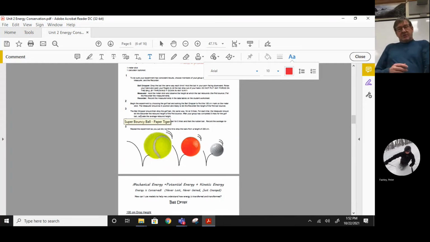Slow-mo is really good. You can go forward and backwards. I highly recommend that. At any rate, all the instructions are given on this page. Let's look at the next page where you're going to fill in your data.